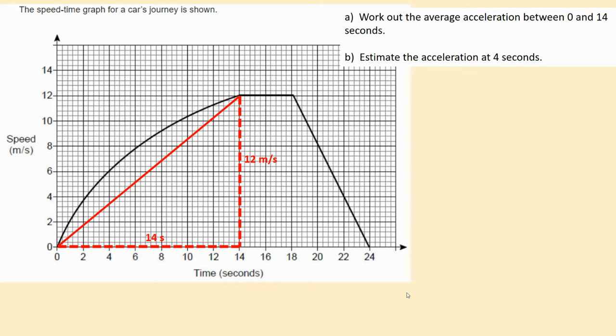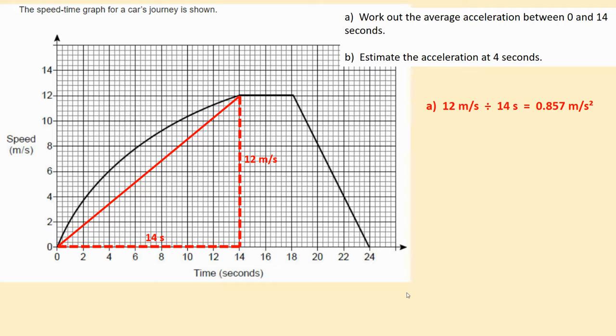Okay, so our calculation is then going to be the height divided by the width, so the 12 meters per second divided by the 14 seconds, and that comes out at around 0.857 meters per second squared, but I've rounded that one to 3 decimal places. So remember, for part A, when you're working out average acceleration, it's the gradient of the chord that you're working out.